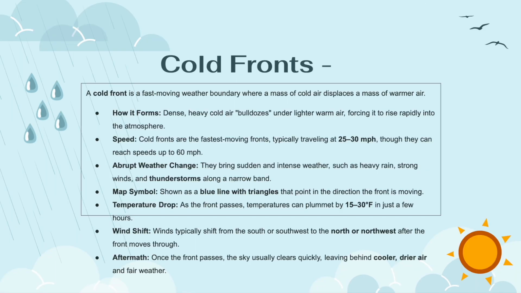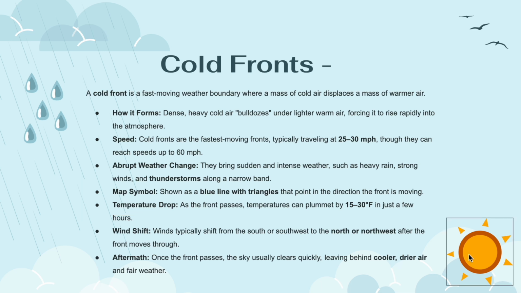Now we have cold fronts. A cold front is a fast-moving weather boundary where a mass of cold air displaces a mass of warmer air. It forms with dense and heavy cold air basically bulldozing under lighter, warmer air, forcing it to rise rapidly into the atmosphere. Cold fronts are the fastest moving fronts, typically traveling at 25 to 30 miles per hour, though they can reach speeds up to 60 miles per hour.